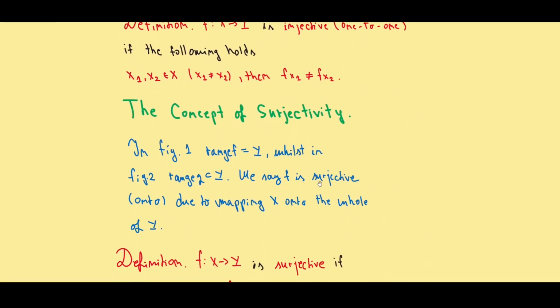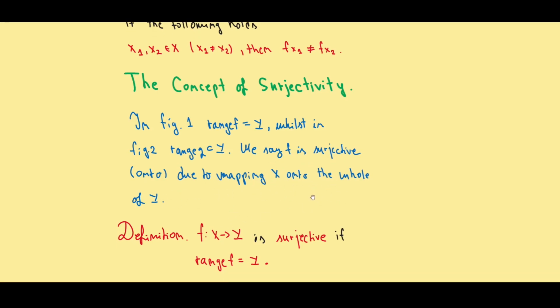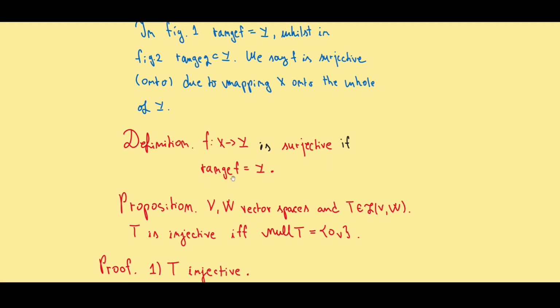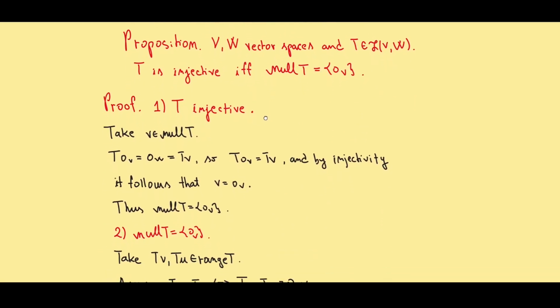So we say f is surjective, or onto, if it maps x onto the whole of y. If f is surjective onto, then it maps x onto the whole of our target set y. So the formal definition: a function f is surjective onto if the range of that function is equal to the set it maps x to.